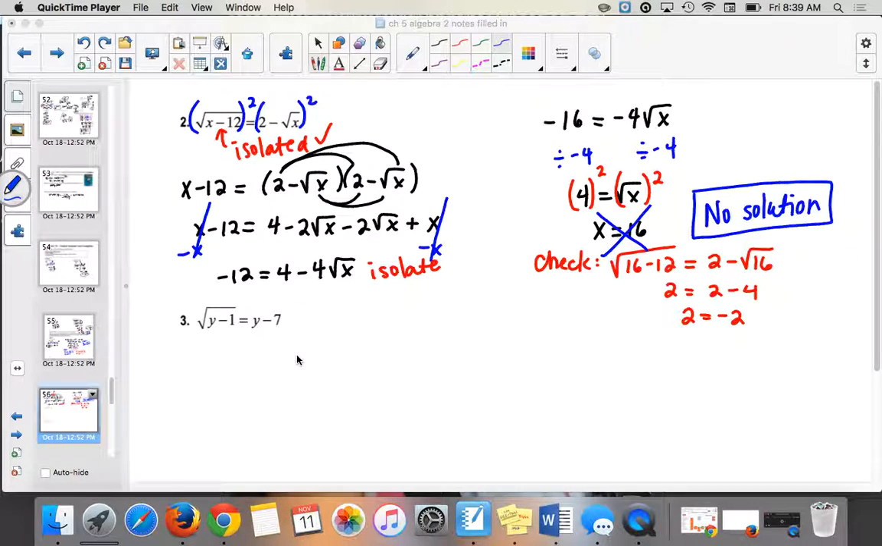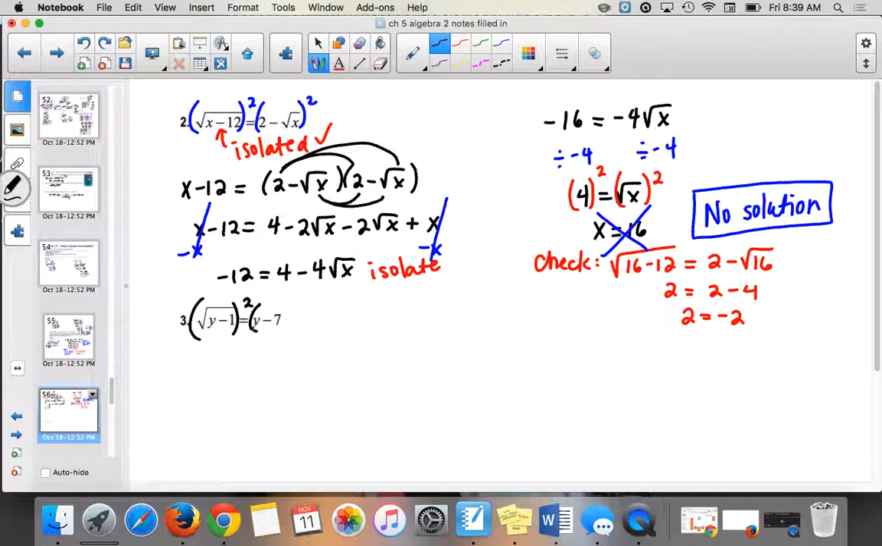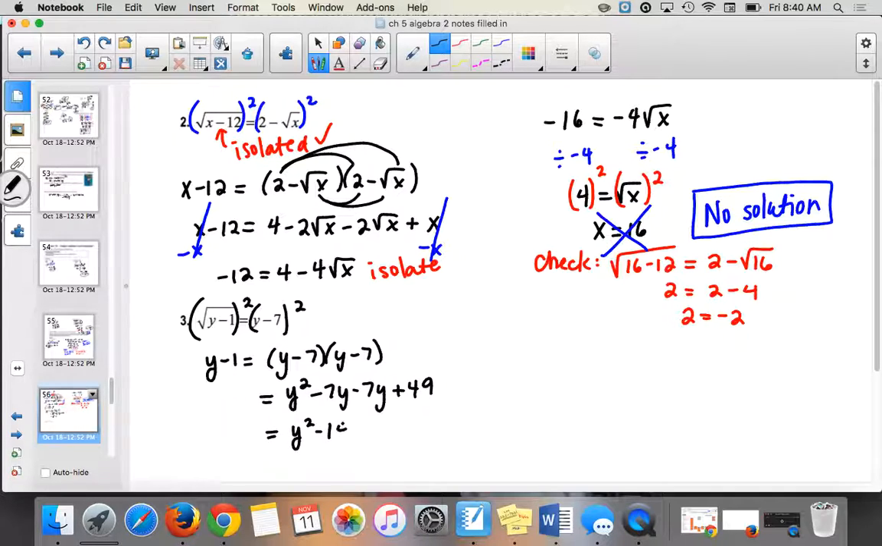All right, so we're going to square both sides. One side's going to be FOILed. So we're going to get y minus 1 equals whatever y minus 7 times y minus 7 is. So that involves FOIL. We do y squared minus 7y minus inner 7y plus 49. So we get y squared minus 14y plus 49 equals the y minus 1. Did you guys all get to that point? Okay.